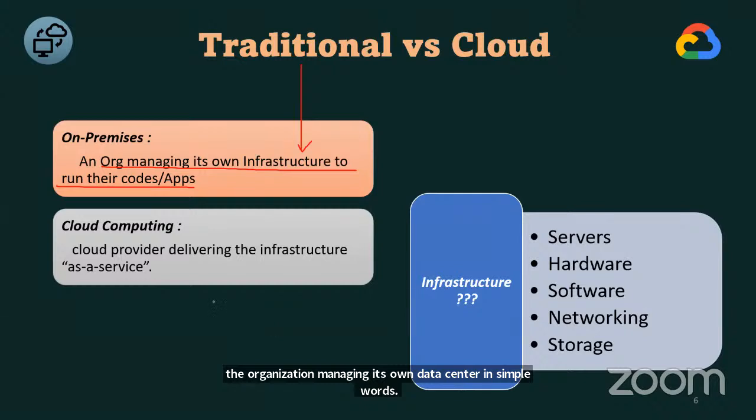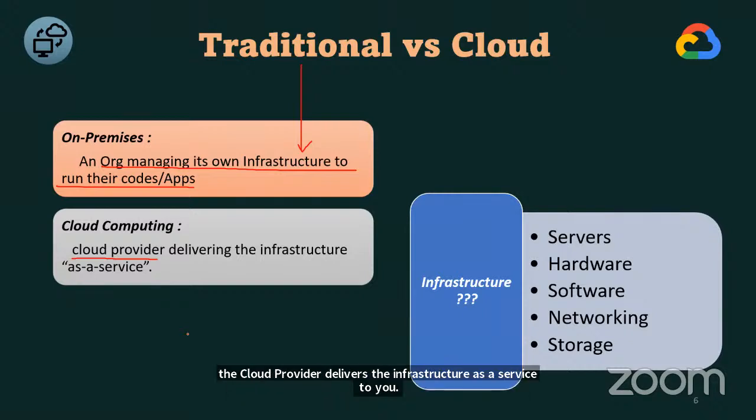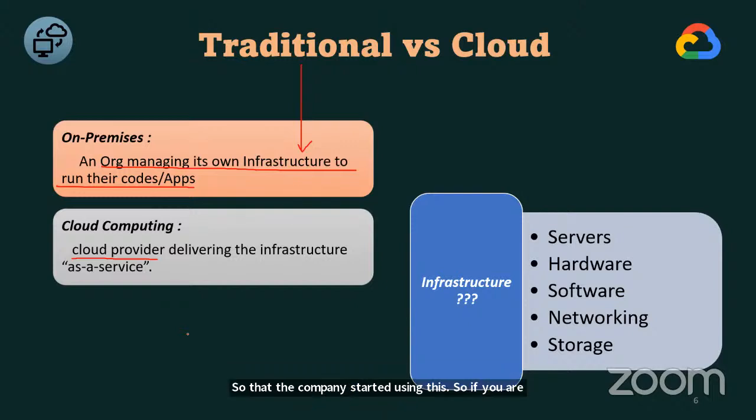If an organization is dependent on a cloud provider, because the cloud provider delivers the infrastructure as a service to you, so that the company started using this. So if you are following such a kind of model, then you call it a cloud computing model. You are working in a cloud computing model.